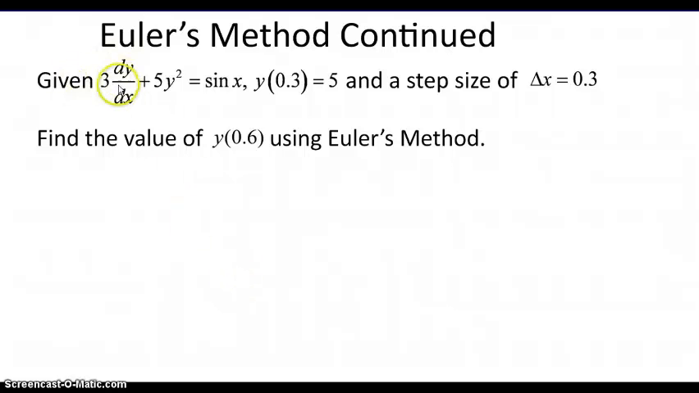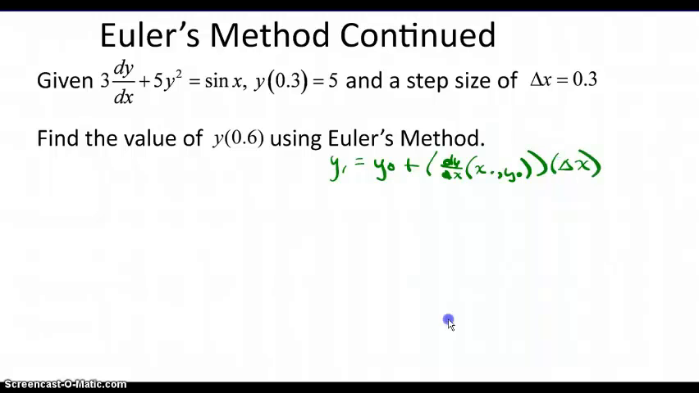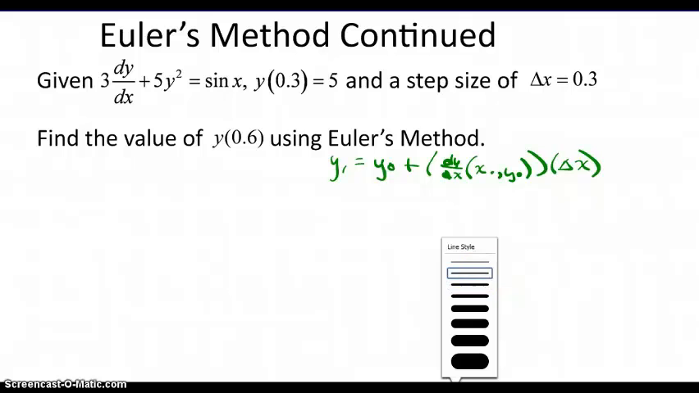So, given 3 times dy dx plus 5y squared equals sine of x, and y of 0.3 equals 5, and a step size of 0.3, find the value of y of 0.6 using Euler's method. And again, Euler's method is that the next y output is the previous y output plus the slope, dy dx, through the previous point. We will have an initial point of x naught, y naught, times a change in x.